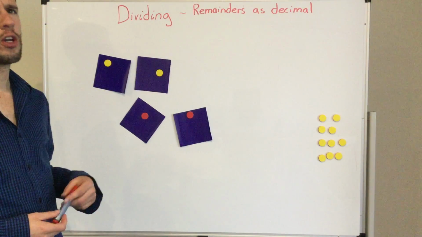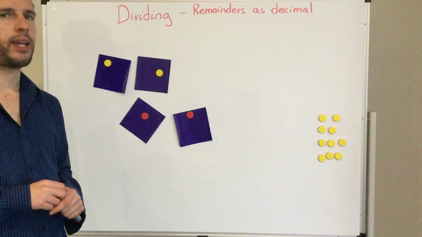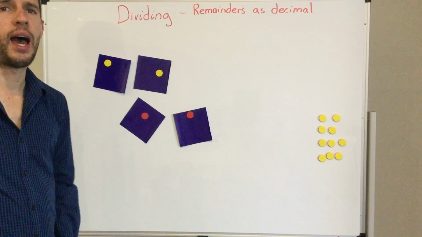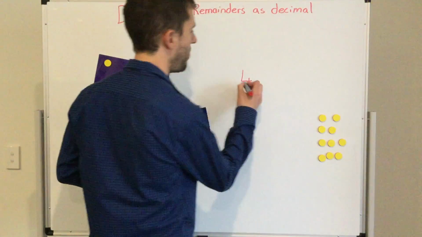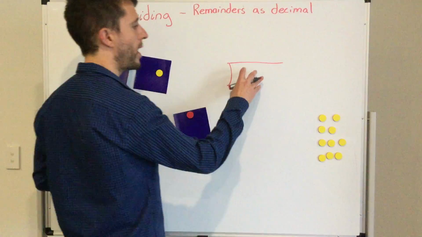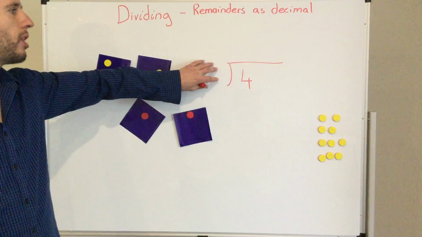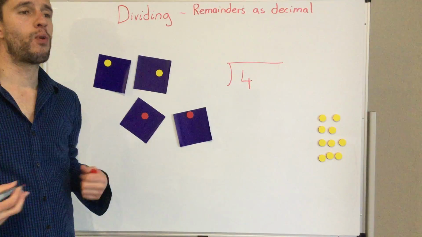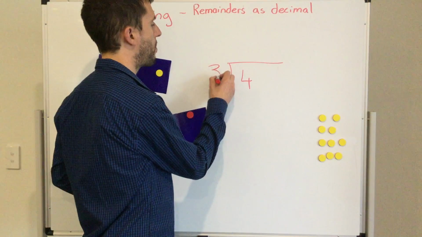We are working on dividing, but having our remainders as a decimal today. So on the board here, I have 4 pieces of paper. That's the amount I have, and that is what always gets put under the line. On the outside is the amount of people I'm sharing with. So I'm going to be sharing with 3 people today.